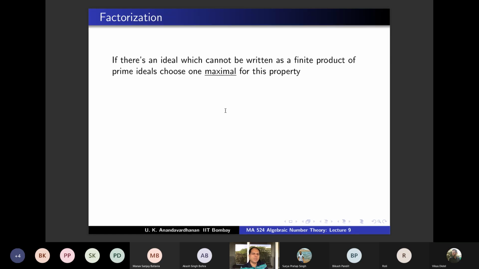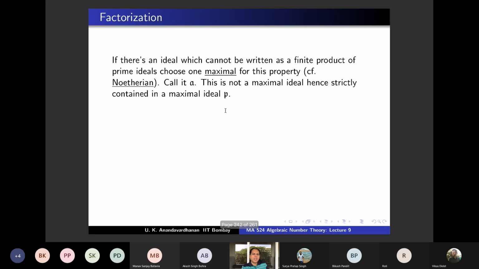So choose one maximal for this property because of Noetherianness, call it A. So A cannot be written as a finite product of prime ideals, and A is maximal for this property. And as earlier, A is not a maximal ideal, right? Because a maximal ideal is a prime ideal. If A itself is a prime ideal, then of course it's a finite product of prime ideals. So therefore A is not a maximal ideal, and therefore strictly contained in a maximal ideal P.